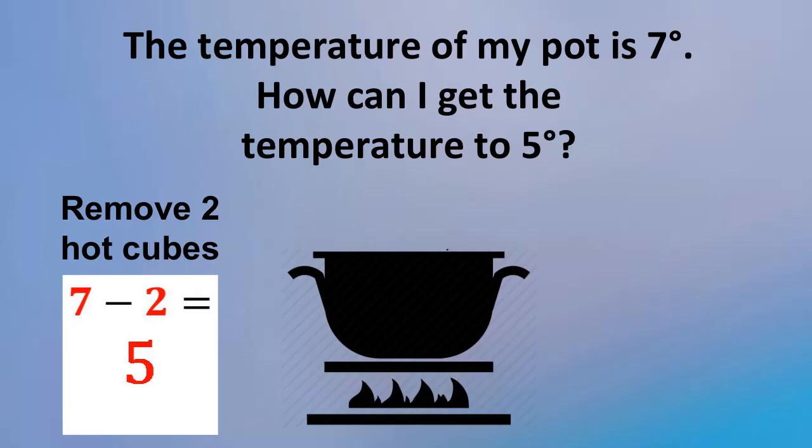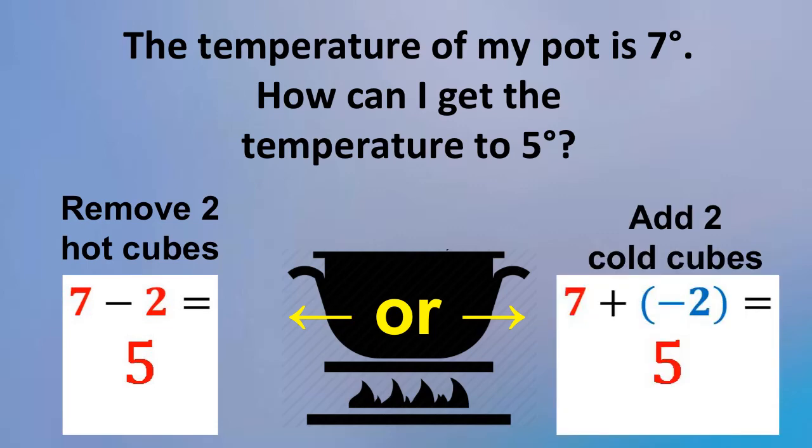This is the math you've been doing since first grade. But there's also another way. Did any of you come up with another way? We could have also added 2 cold cubes. Starting at 7, adding 2 cold cubes also gets me to 5 degrees. Raise your hand if you came up with this method. Great thinking.